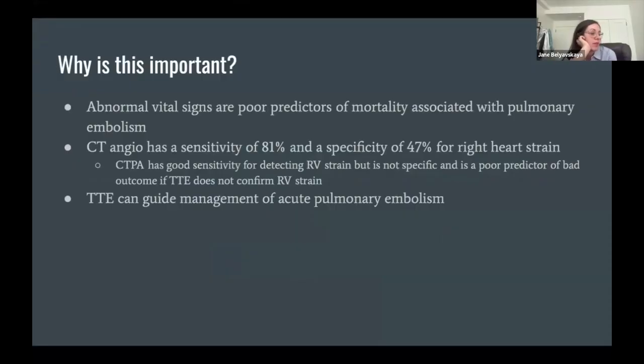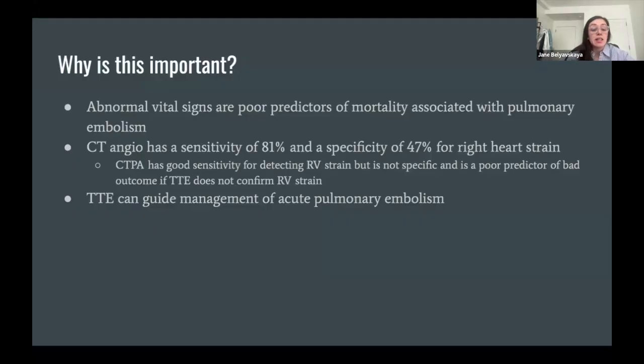Now, why is this important? PE is one of the can't miss diagnoses in the ED, and patients who present with PE are at high risk for clinical deterioration, especially those with submassive PEs. Unfortunately, abnormal vital signs are poor predictors for mortality associated with PE. And although CT angio is your gold standard for diagnosing PE, it only has a sensitivity of 81% and a specificity of 47% for right heart strain.